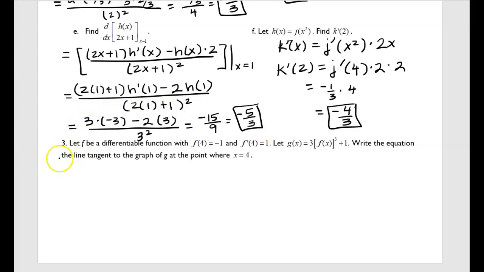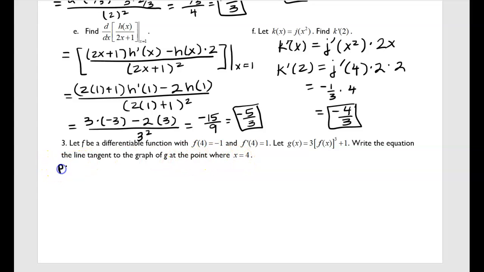Okay, number 3 is a totally separate function. It doesn't have anything to do with the graph up above. So we have f, which is some function, and all we know about f is that f of 4 equals negative 1, and f prime of 4 equals positive 1. So if we let g of x equal 3 times f of x cubed plus 1, we want to find the equation of the tangent line to g at the point x equals 4.